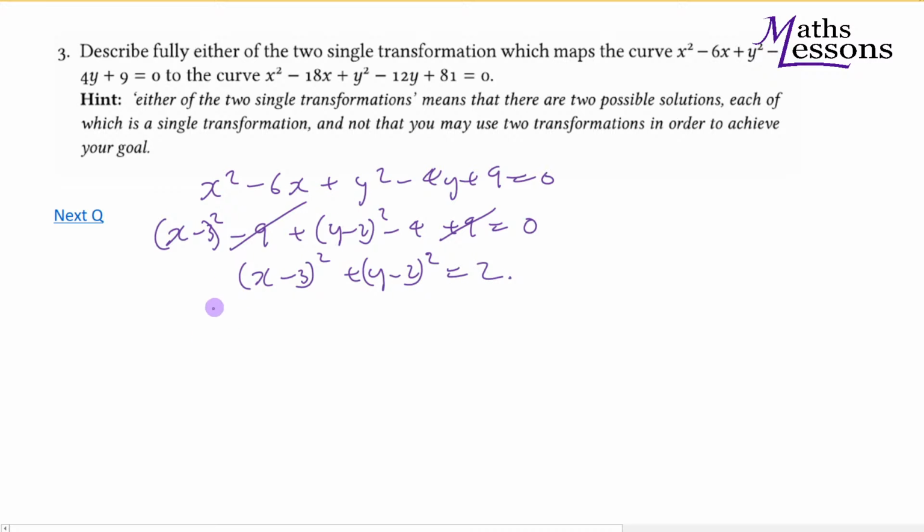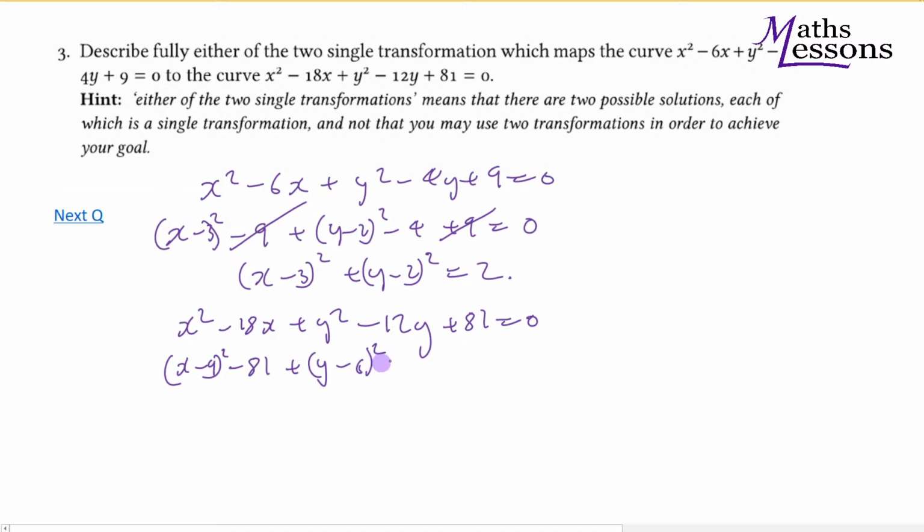And then if we do the other one, we have x squared minus 18x plus y squared minus 12y plus 81 equals 0. X squared minus 18x is going to come from x minus 9 all squared, take away the 9 squared, which is 81, plus y minus 6 all squared, take away the 6 squared, that gives me minus 36. And I've got a plus 81 here, so just like the last one, it's going to cancel. So we get x minus 9 all squared, plus y minus 6 all squared equals 36.